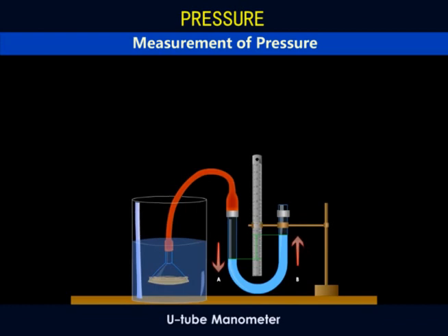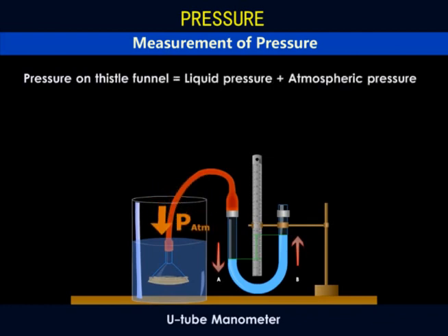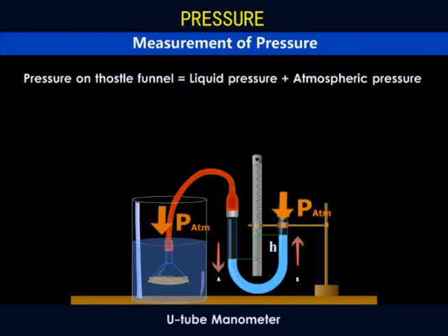So let's think about this setup carefully. The pressure acting on the thistle funnel is equal to the liquid pressure plus the atmospheric pressure. So how then can we really say that the difference in the height of the water in the U-tube is due to the liquid pressure alone? Well, we must not forget that since the U-tube is open on the B side, the atmospheric pressure is also acting on the surface of the liquid in the manometer. These two atmospheric pressures cancel out.